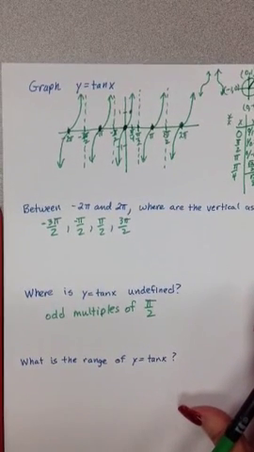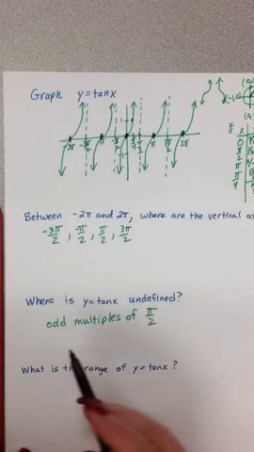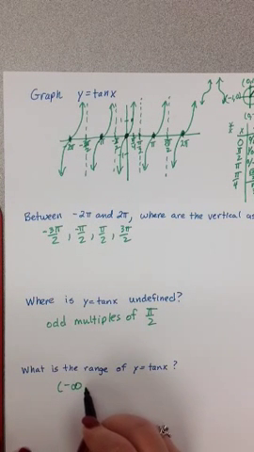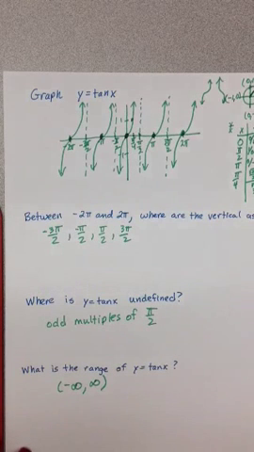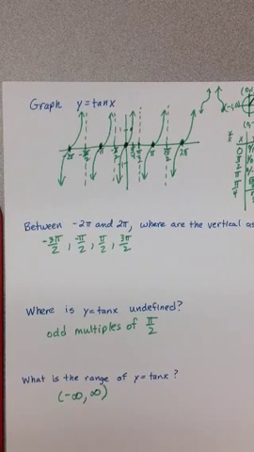And then they ask you, what is the range of tangent? Well, how low does it go? It goes to negative infinity. And how tall does it go? It goes to infinity. So there we are, all we need to know about tangent.